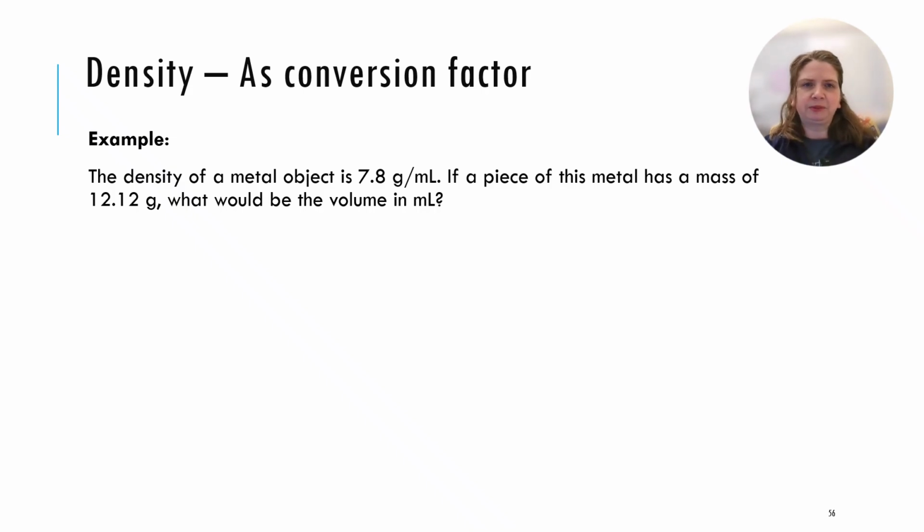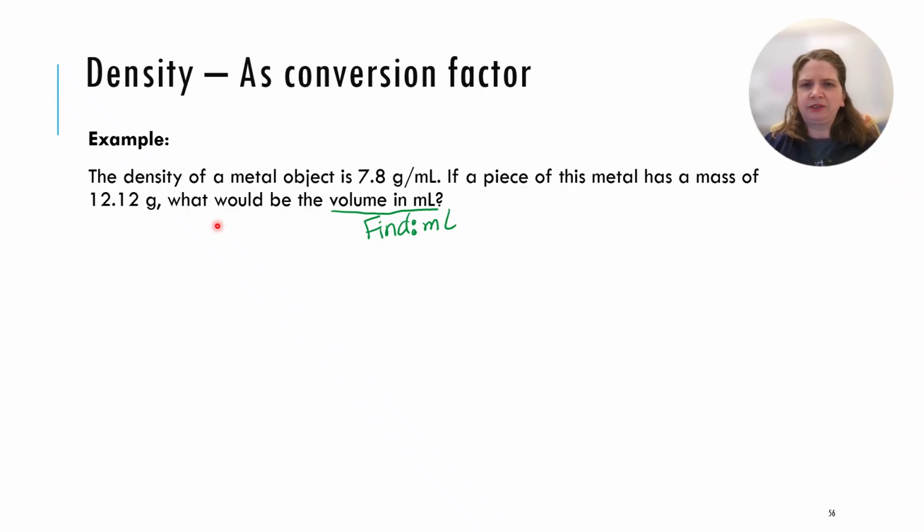Here's another example. The density of a metal object is 7.8 grams per milliliter. If the object has a mass of 12.12 grams, what is its volume in milliliters? Our first step is to identify the given unit and desired unit. The question asks us to find volume in milliliters, so that is our desired unit. But what is our given unit?